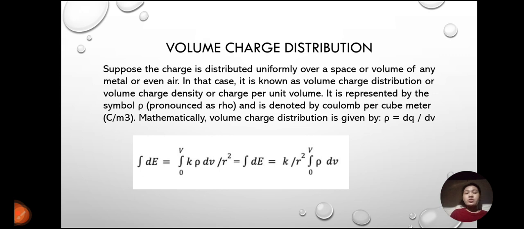The third one is volume charge distribution. Suppose the charge is distributed uniformly over a space or volume of any metal or even air. In that case, it is known as volume charge distribution or volume charge density, or charge per unit volume. It is represented by the symbol rho, and is denoted by coulomb per cubic meter, or C over m cubed. Mathematically, volume charge distribution is given by rho is equal to dq over dv, and that is the formula.